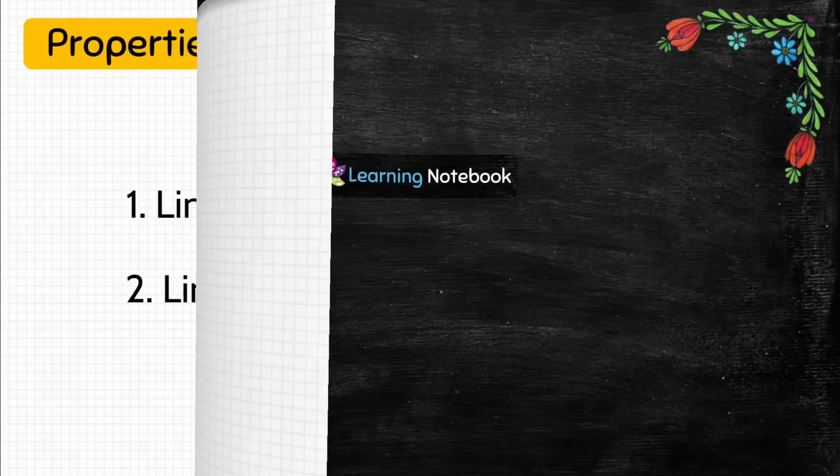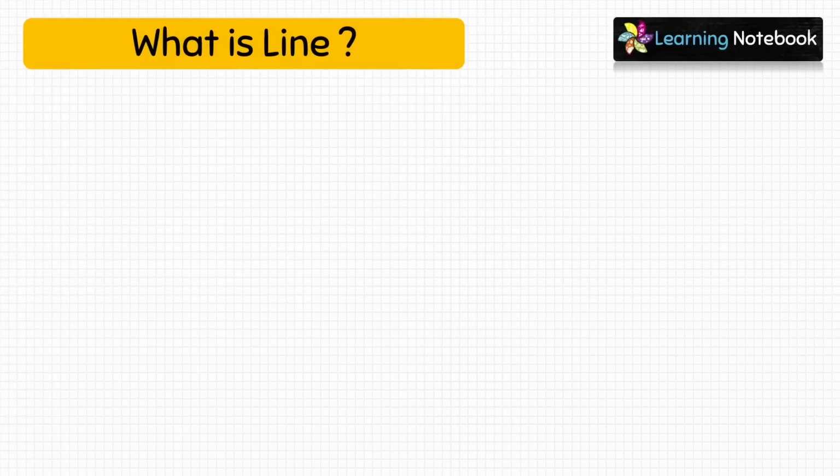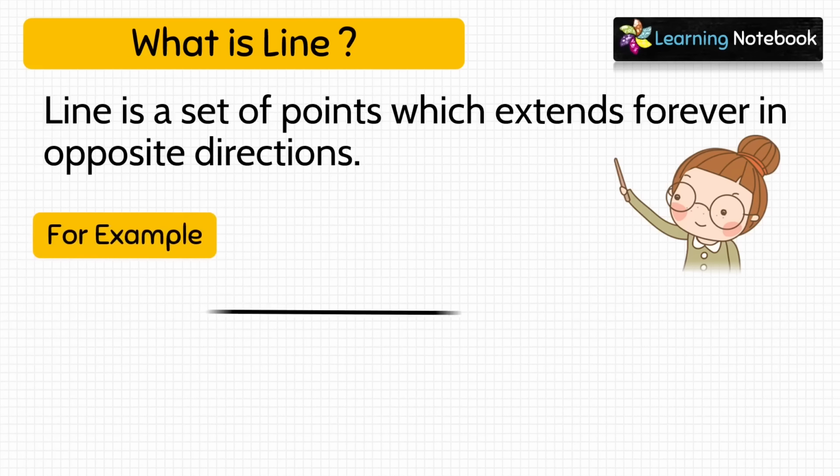Now let's learn about what is line? A line is a set of points which extends forever in opposite directions. For example, this is a line. The arrow on its both sides represent that a line goes indefinitely in both the directions. So students, it means a line has no fixed length.